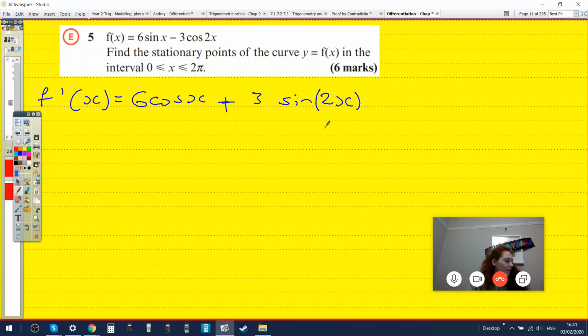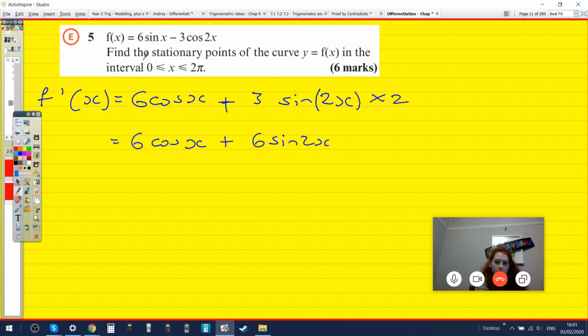I can't quite remember. So this part is the function inside the function, 2x. And so what's the derivative of 2x? Just 2. And so you times it by 2. Okay. And so that becomes 6 sine 2x. That is 6 cos x.